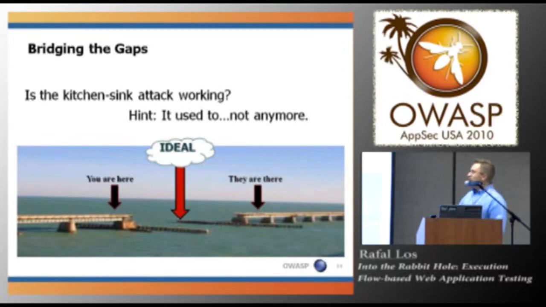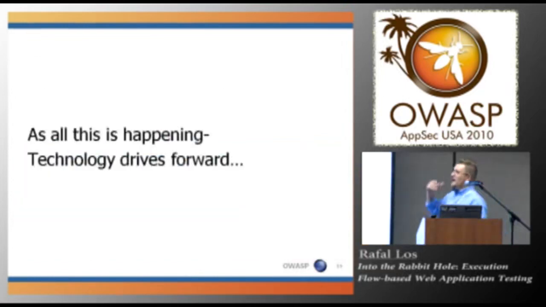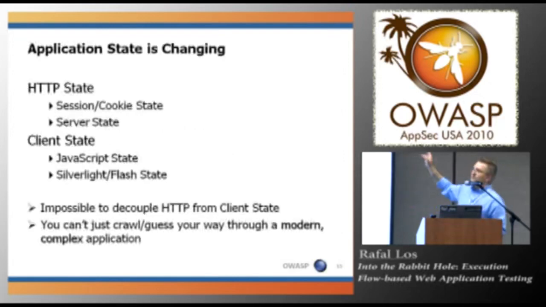Keep that in mind. So the you are here, they are there. Unfortunately, the ideal is someplace in the middle, right? The QA folks that are doing testing are on that side of the bridge. You're on this side of the bridge doing this anti-testing. And where you really want to be is someplace in between the two. And so as all this is happening, unfortunately technology is not standing around waiting for us to catch up. Because what's really happening is you've got this concept of application state, and it's drastically changing, and it's changing as I stand here and speak.